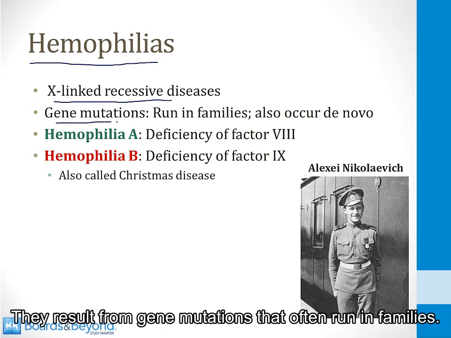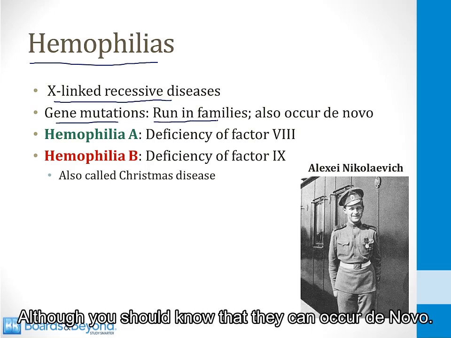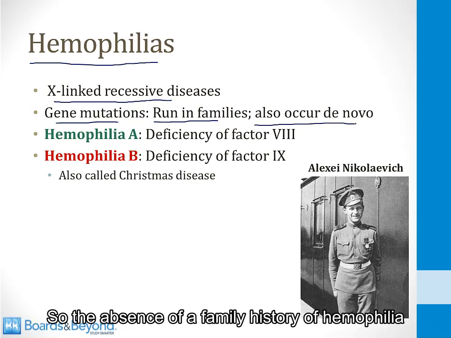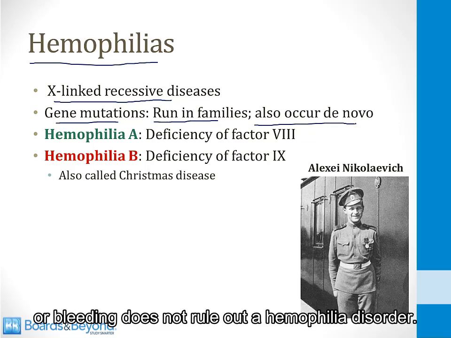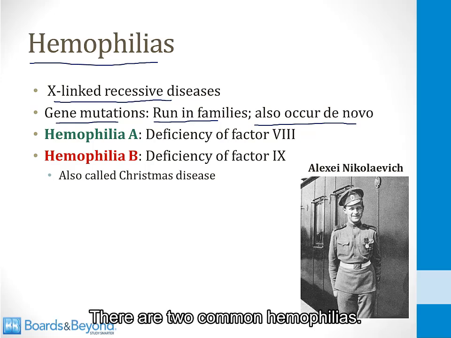They result from gene mutations that often run in families, although you should know that they can occur de novo, so the absence of a family history of hemophilia or bleeding does not rule out a hemophilia disorder. There are two common hemophilias. The first one's called hemophilia A.